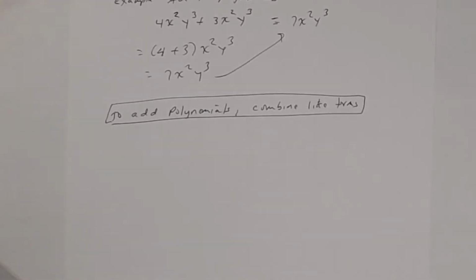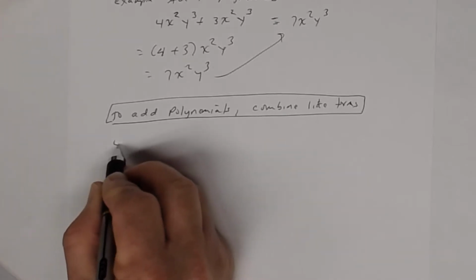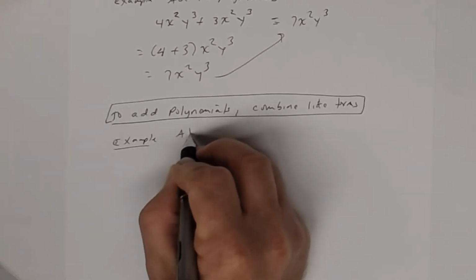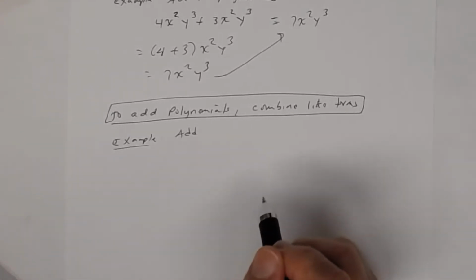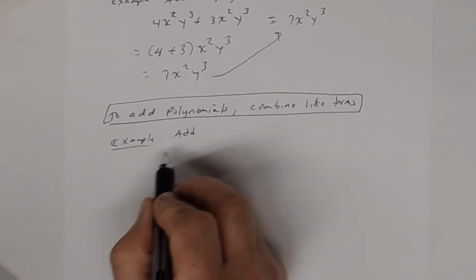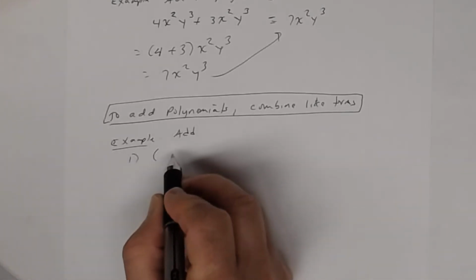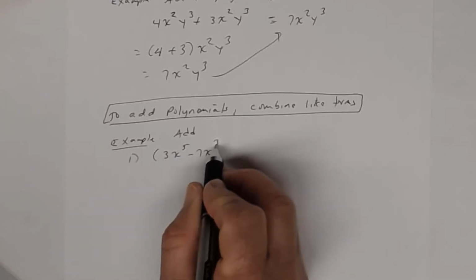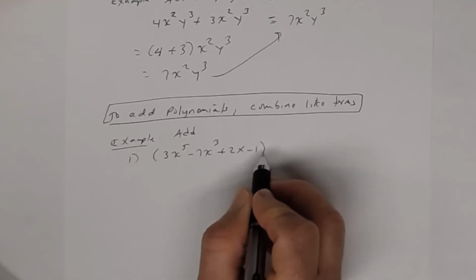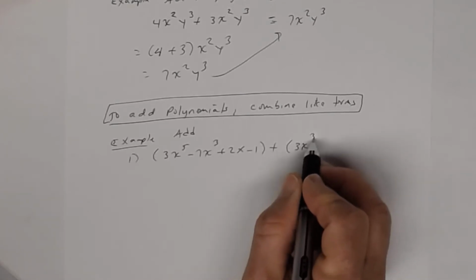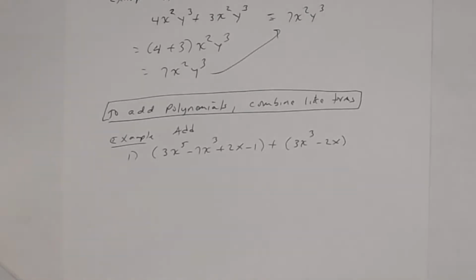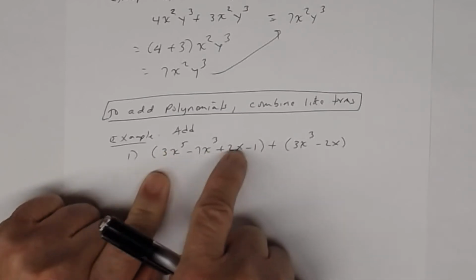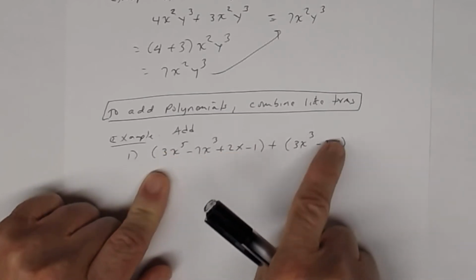So let's look at this example. The directions will say add. Right now we're adding, and then we're going to do a couple with subtracting. Okay. So let's go ahead and add. Number 1, let's say we had this polynomial: 3x to the 5th minus 7x cubed plus 2x minus 1, plus 3x cubed minus 2x. So I have these two polynomials that I'm adding together. I have this polynomial that has 1, 2, 3, 4 terms, and I have this polynomial that has 2 terms.